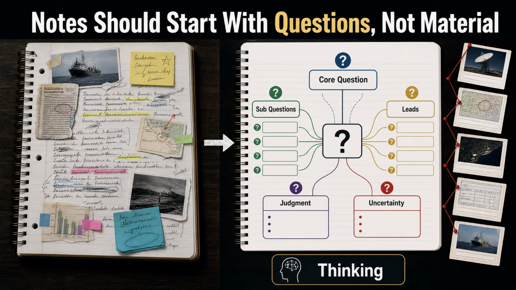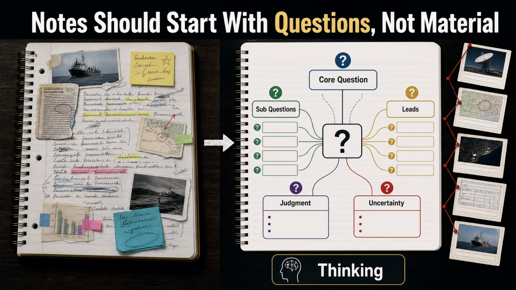Good notes start with questions, not with copied material. Many learners copy paragraph after paragraph into notes. After a while, the note becomes long, but it does not help decision-making. Try a question-centered note instead. Write the core question at the top. Under it, write sub-questions. Under each sub-question, add leads, evidence, possible judgments, and uncertainties.